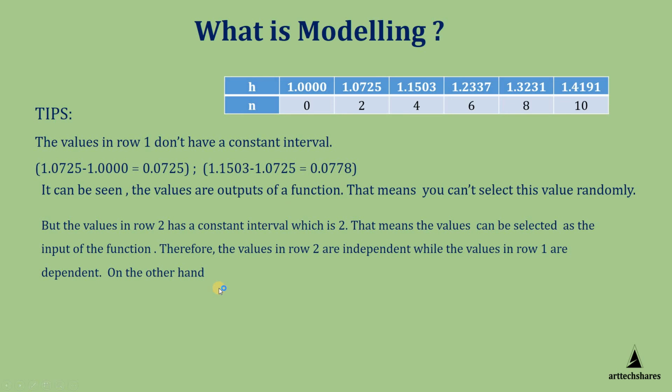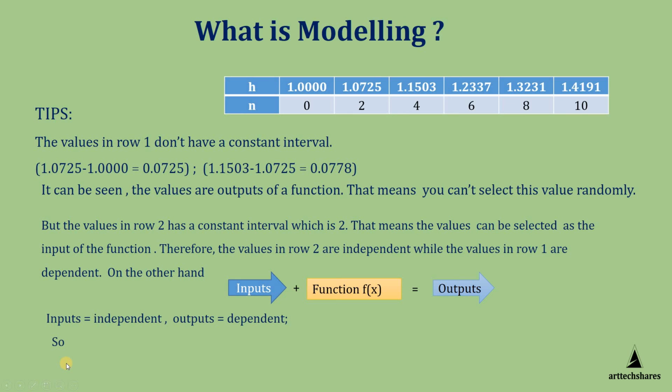On the other hand, we assume there is a function there, so we need an input. There is a function, there is an output. So inputs are independent, outputs are dependent. So H should be on the y-axis and N should be on the x-axis. Is it clear? So you choose independent variables.